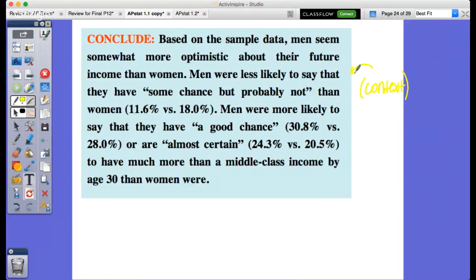Always include context. So based on the sample data, men seem somewhat more optimistic about their future income than women. It's true. Men were less likely to say that they have some chance, but probably not than women did. And also notice when I compared that, I put the percentages. That's very important. And men were more likely to say that they have a good chance, again we compared it, or are almost certain, to have much more than a middle-class income by age 30 than women were. So again, just an idea.